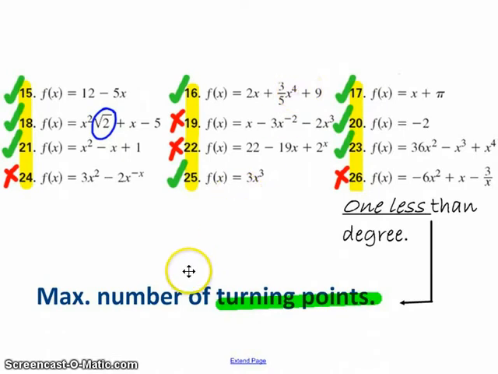I'd like you to do the same thing for the same ones that I had you do before, 18, 23, and 25. Tell me what the maximum number of turning points is. Hit the pause button. When you come back, I'll tell you the answer.